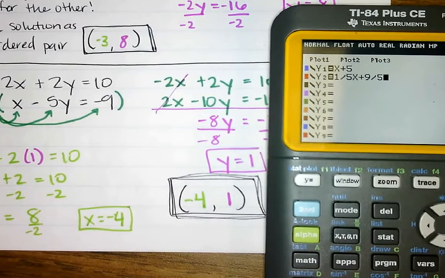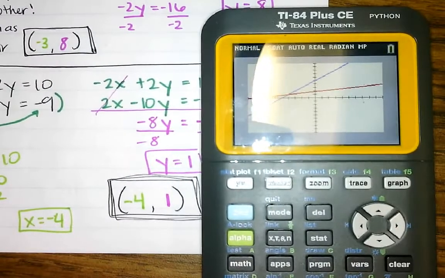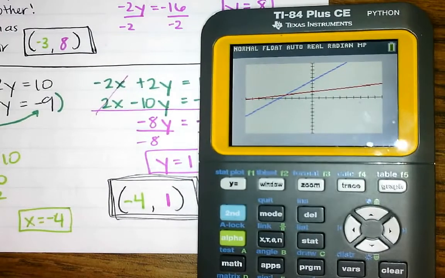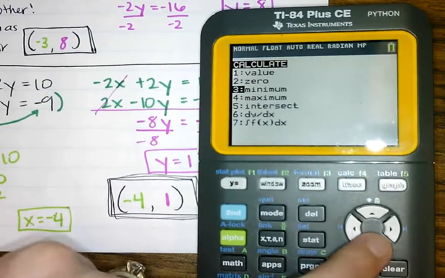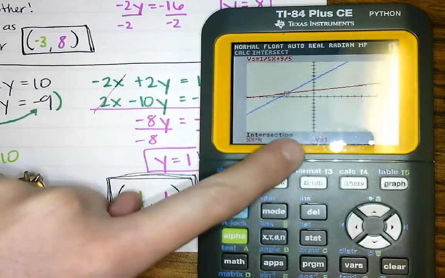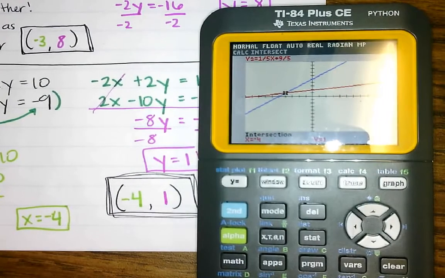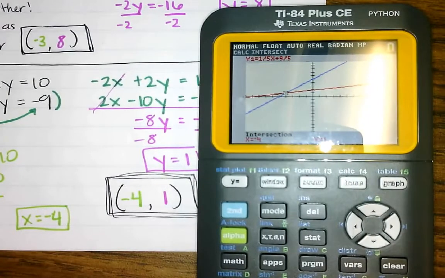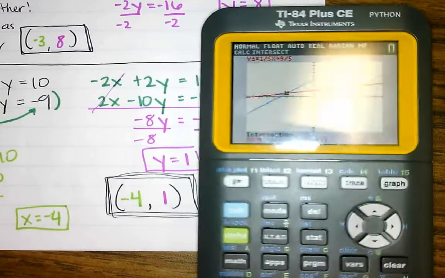So if I had actually put these in y equals and graphed them, well, y'all, look where they intersect with one another. Negative 4, positive 1. Second trace, intersect, enter, enter, enter, negative 4, positive 1. So, y'all, if you really don't like elimination, you could literally put every equation into y equals and just graph it. All right? That is one easy way to do it as well.